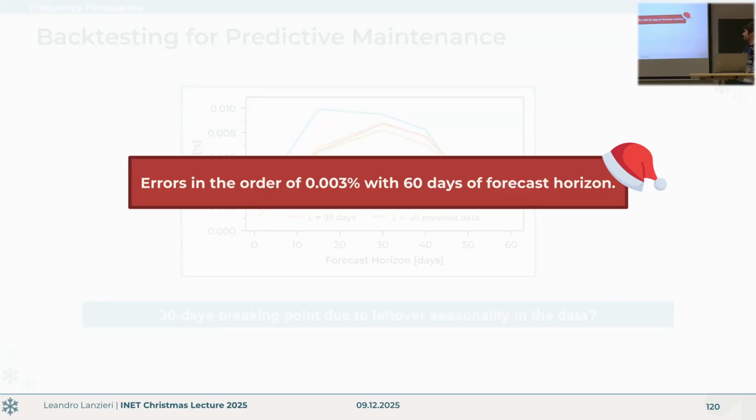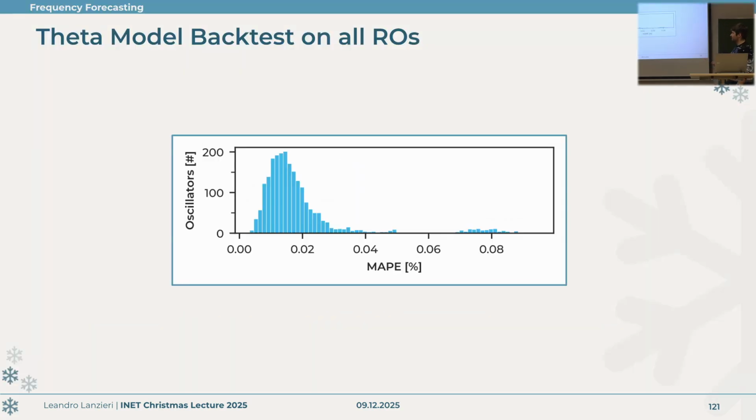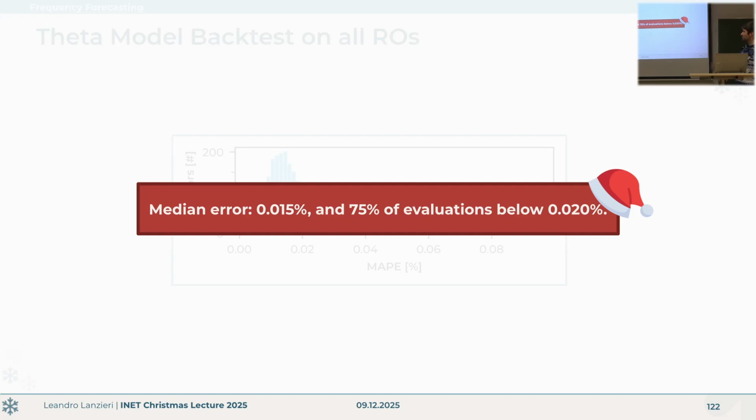With this, we can say that we have 0.003% of error, even at 60 days, when we are using all the previous data. How does it look when we run this on all of the ring oscillators? The error distributes like this. It's pretty good and concentrated in this area, with a median value of 0.0515% and more than three quarters of the population within 0.02% of error. That means the models are doing a good job generalizing across all of the ring oscillators.